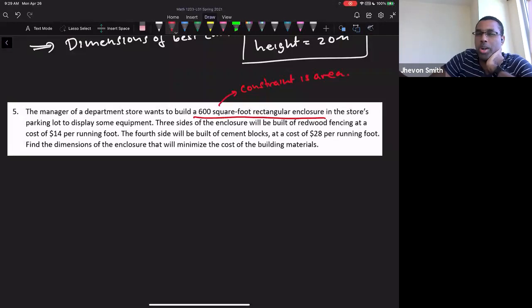3 sides of the enclosure will be built from redwood fencing at a cost of $14 per running foot. The 4th side is going to be cement blocks at a cost of $28 per running foot. Find the dimensions of the enclosure that will minimize the cost.